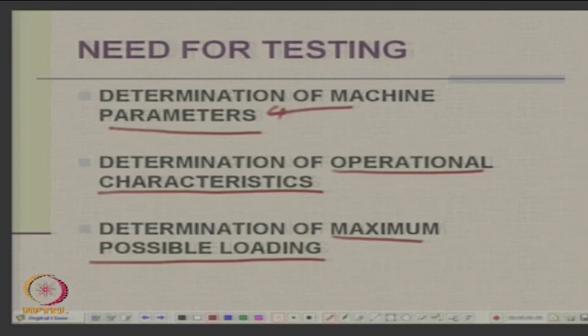Now, why are we interested in how much I load a motor? Is it so critical? Why is it critical? It tells you about the capacity of the motor. When you say a 1 kilowatt motor, why do you say it is a 1 kilowatt motor? You can continuously take out 1 kilowatt out of it, right. If I continuously take out 2 kilowatt out of it, what happens?